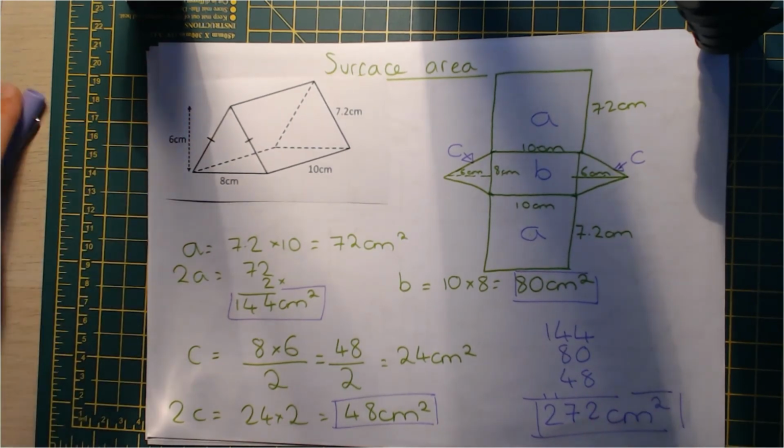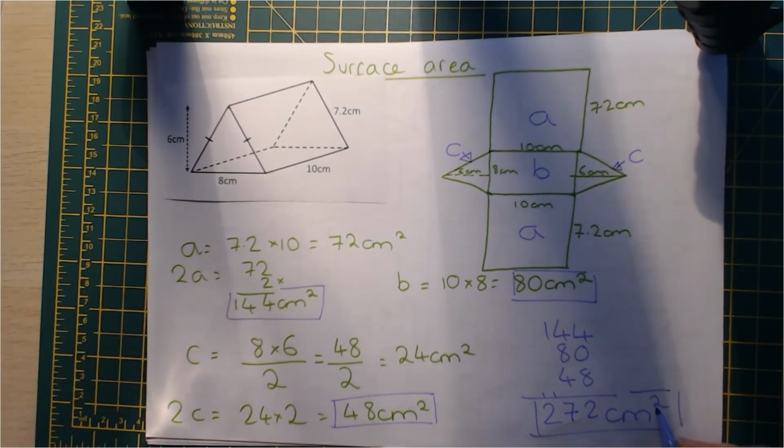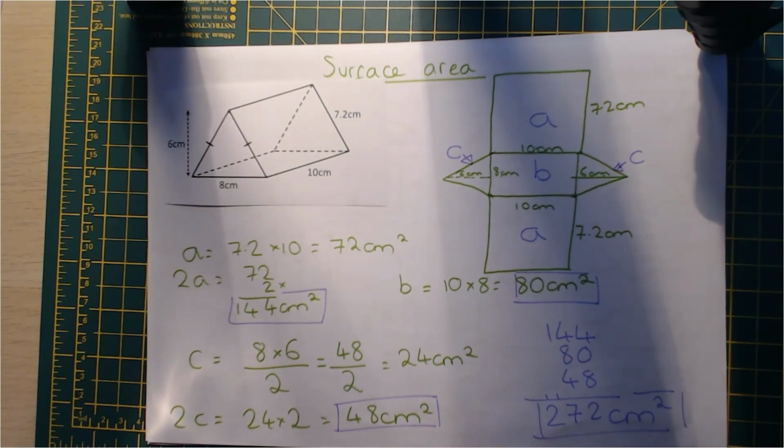So that's the last one I'm going to do. Just 2 different methods, see which one you prefer and stick with it. I'm not too concerned which one you do as long as it works for you. Keep an eye on these please. Make sure we're working in centimetres squared for area. Other than that, off you go.